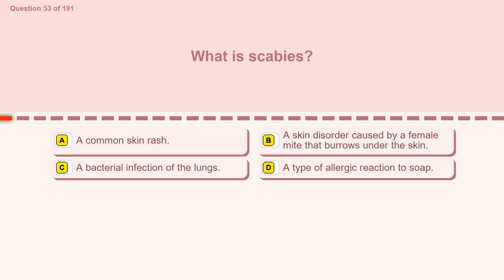Question 53. What is scabies? Option A. A common skin rash. Option B. A skin disorder caused by a female mite that burrows under the skin. Option C. A bacterial infection of the lungs. Option D. A type of allergic reaction to soap.